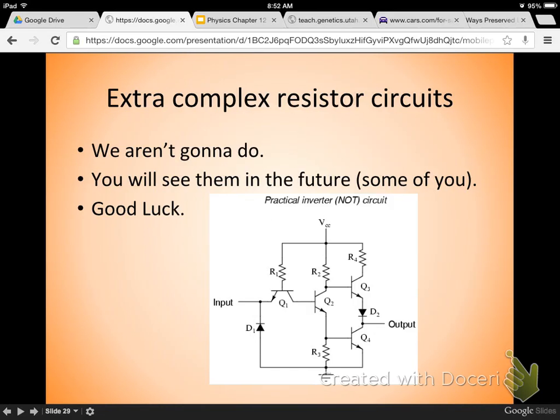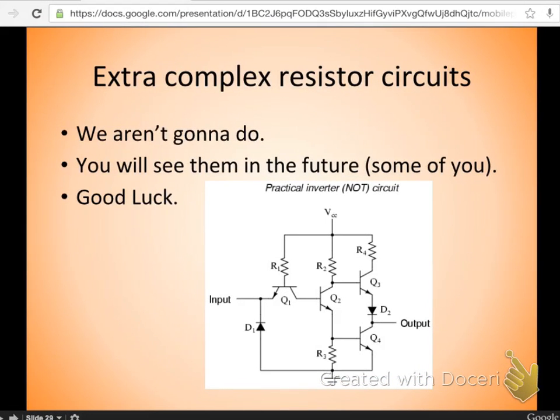Let's look real quickly at what we would call extra complex resistor circuits. We're not going to do the super complex resistor circuits. If we had a lot more time, some of you will see this in the future, some of you will not. And this is actually not a circuit, but an inverter. What did we say inverters did? Changed direct current to alternating current.